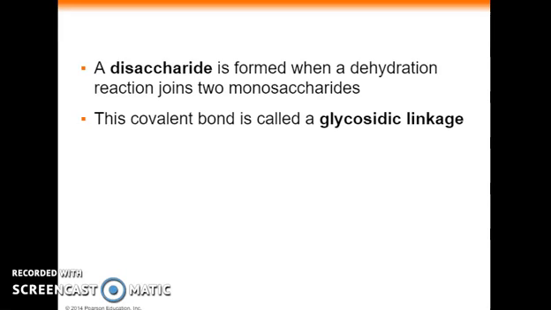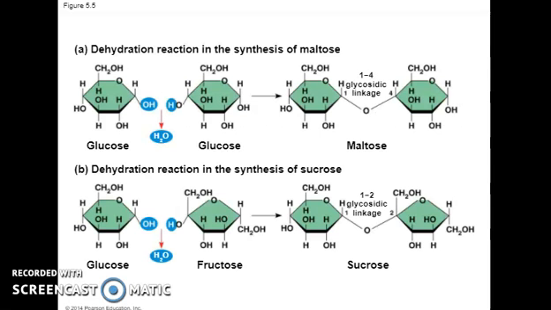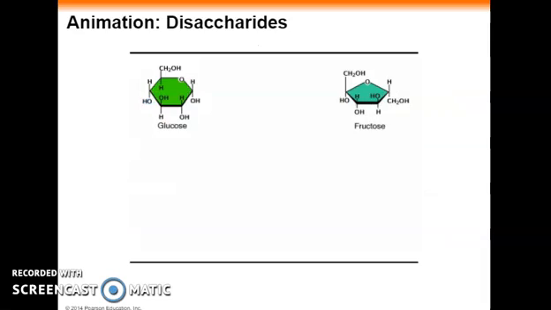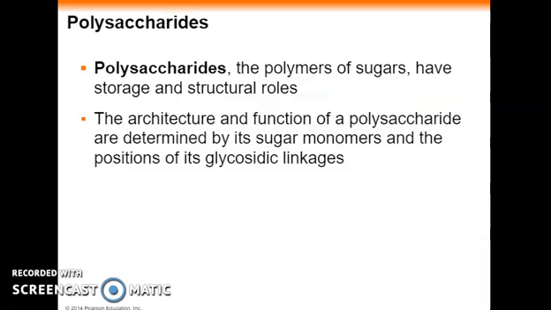Think of it as when we take a water molecule away from the sugar, it makes it stickier and they stick together. And that's how we form those disaccharides. Here we can see examples of disaccharide synthesis. Polysaccharides, which are the polymers of sugars, have storage and structural roles. Polysaccharides are polymers of hundreds to thousands of monosaccharides joined by glycosidic linkages.